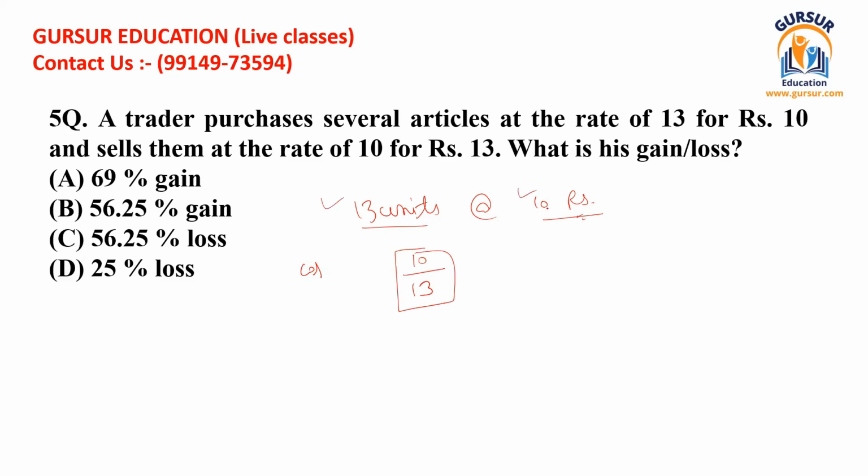I shall write in the next page because I do not have that much space here. So I have just given you the idea. If the cost of 13 units is 10 rupees, then the cost of 1 unit will obviously be 10 divided by 13. And he sells them at the rate of 10 for 13 rupees. Okay, so it seems to be very complicated, but we shall solve it, I must tell you.